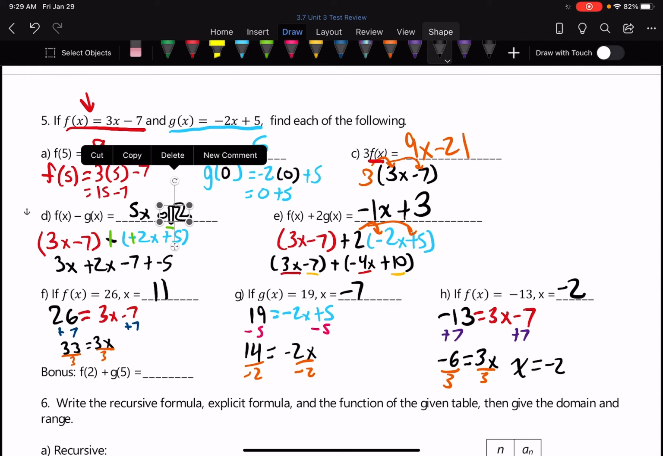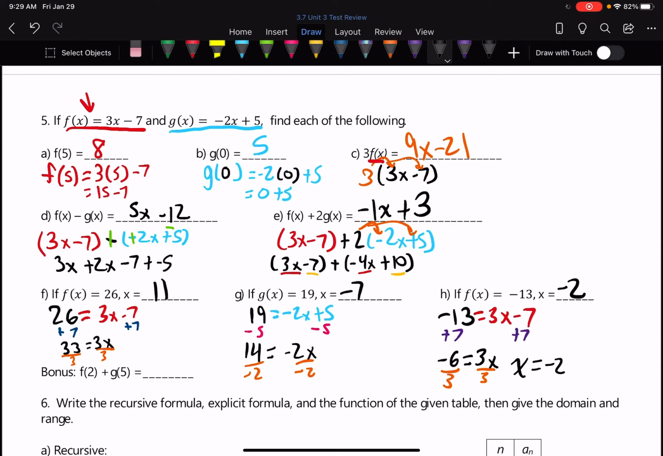And there we have it. And we do have a bonus problem here at the bottom. It says evaluate f of 2 plus g of 5. So that means for my function f of x, anywhere I see an x, I'm going to plug in 2. So I'm going to have 3 times 2 minus 7 plus my g of 5.